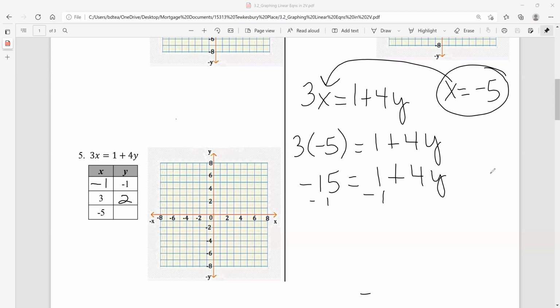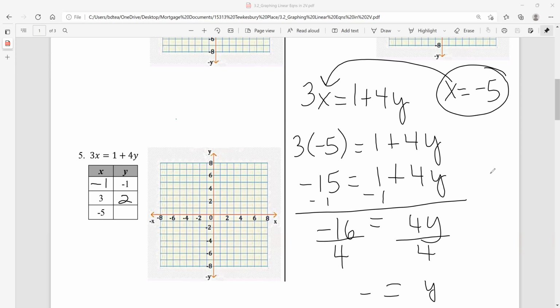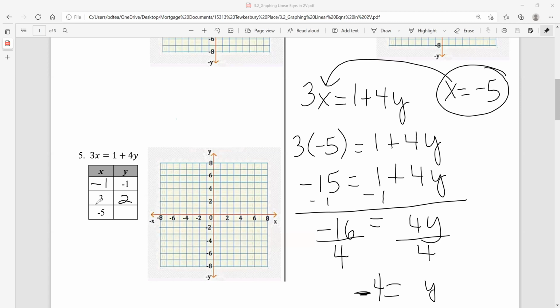Subtracting 1 from both sides. So 4y is going to equal -16. Dividing by the same sign coefficient here, y is going to equal -4. So when x is -5, y is -4. So we have completed the table of values.